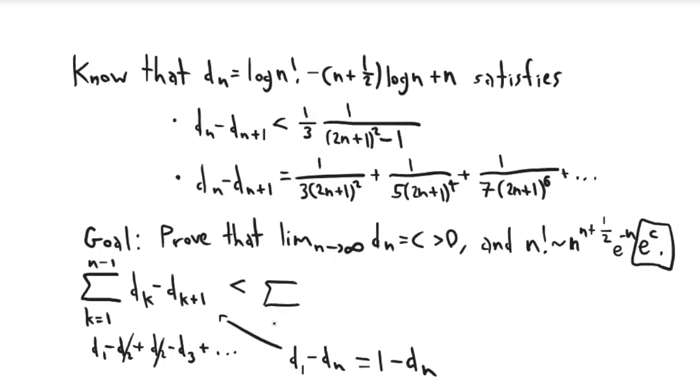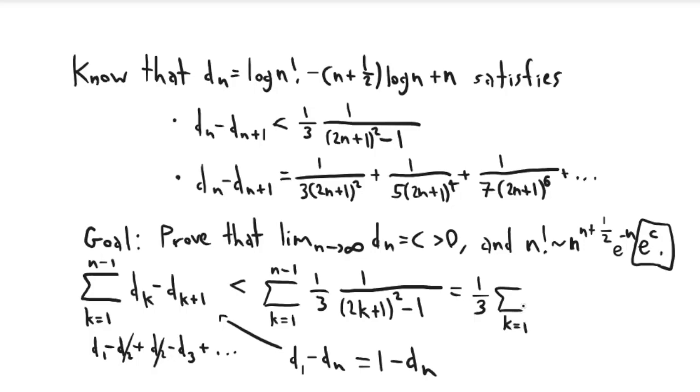Great, but we also have a bound for these forward differences, right? So we know that we can bound this by the sum from k equals 1 to n minus 1 of 1/3 times 1 over (2k plus 1) squared minus 1, because I know that this bound holds for each of the forward differences. Great. But now what is this other sum equal to? It is equal to 1/3 times the sum from k equals 1 to n minus 1, and if you simplify on the bottom, this is just 1 over 4k squared plus 4k.